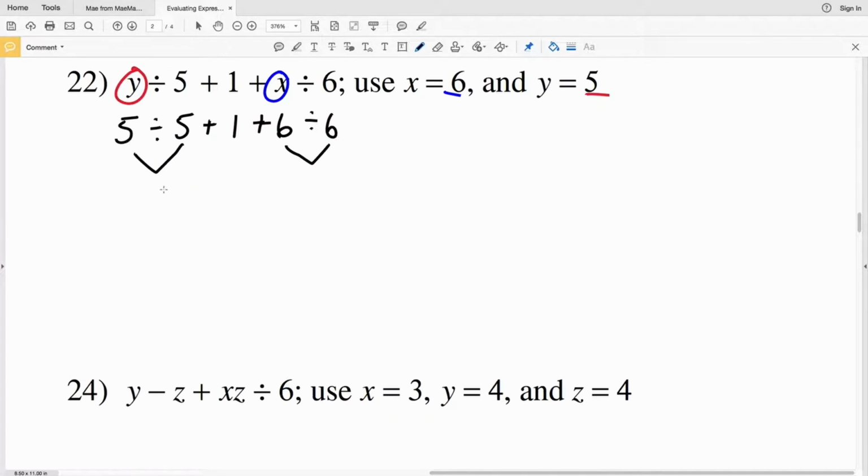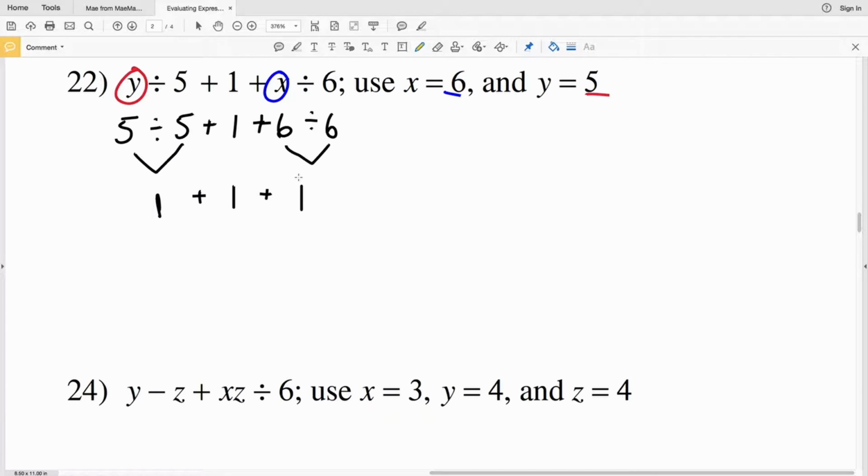So we have 5 divided by 5, which is 1, plus 1, bringing that 1 on down, plus our 6 divided by 6, which is 1. So the more comfortable you get with order of operations, you will recognize when you can do multiple steps within the same step.